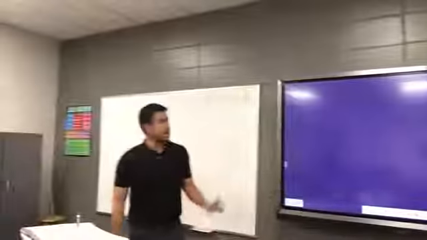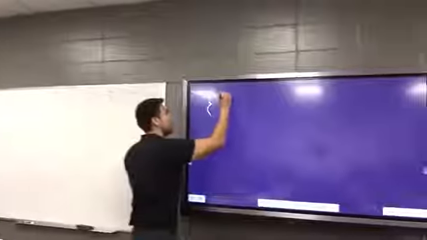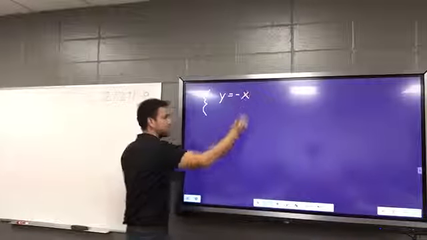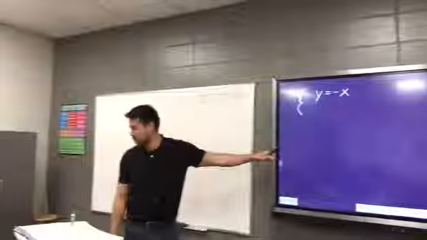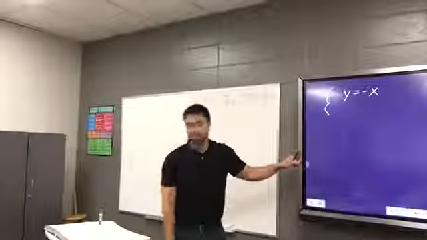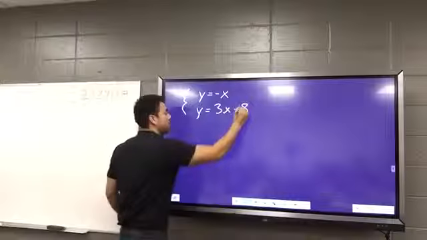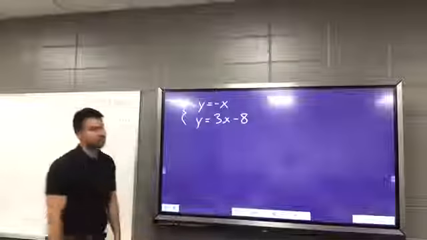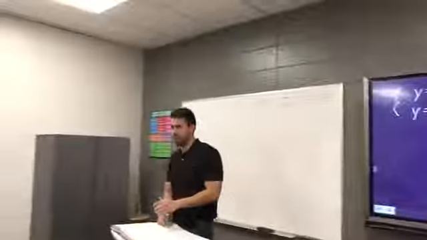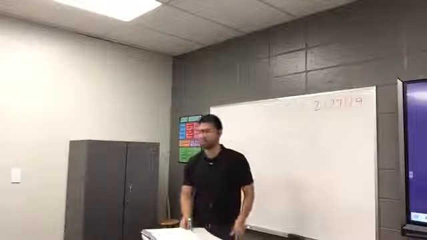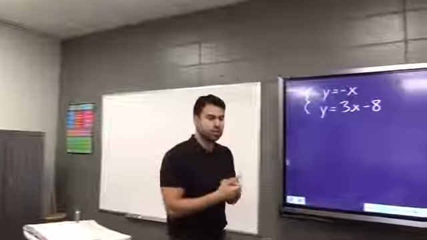So let's try this one. Let's go with y equals negative x, and then y also equals 3x minus 8. Okay. You may begin. I want my x and I want my y, and I want an ordered pair, and it has to fit both equations.